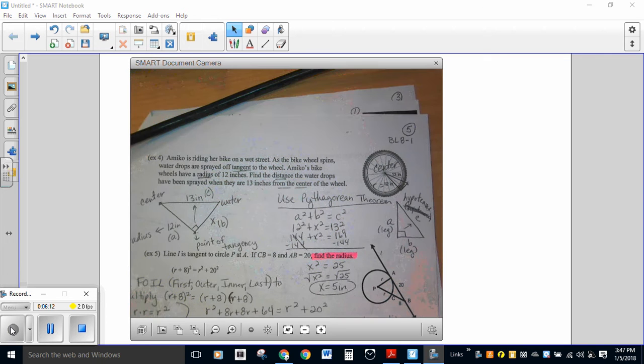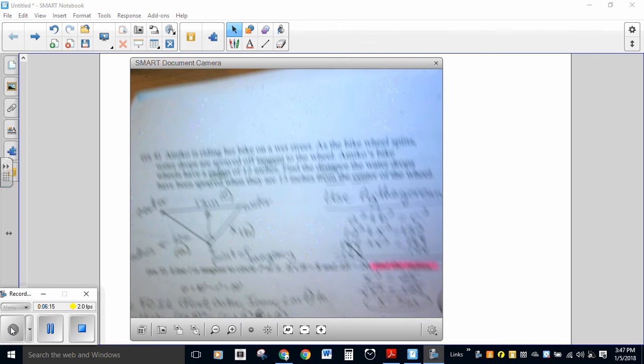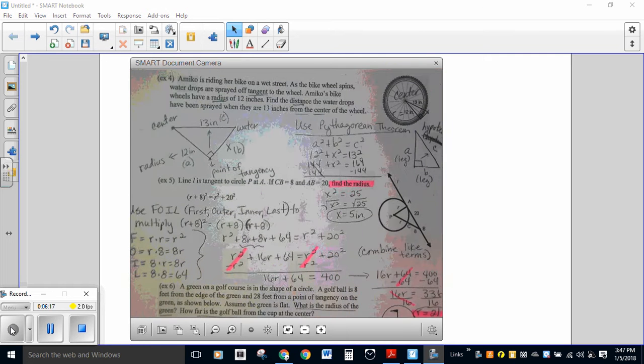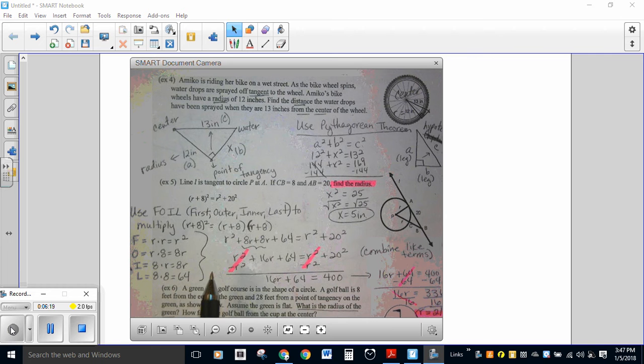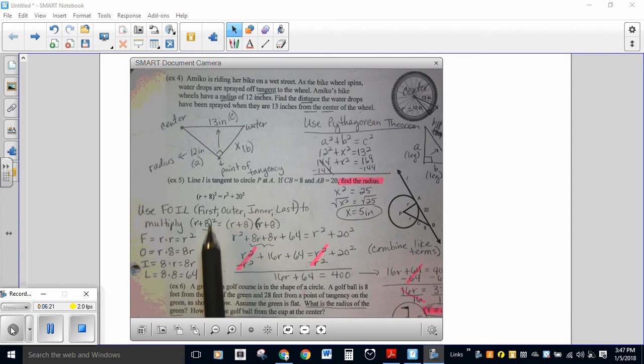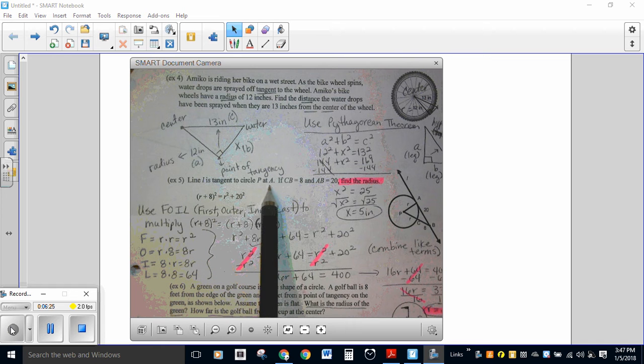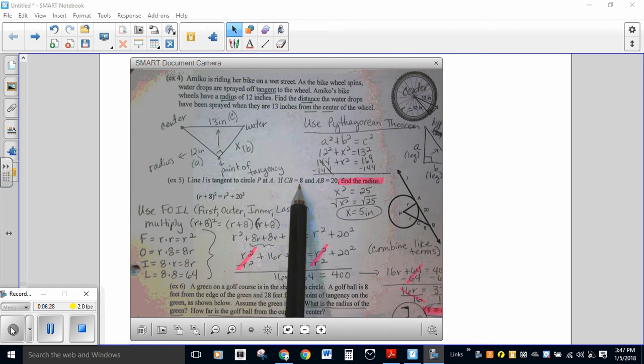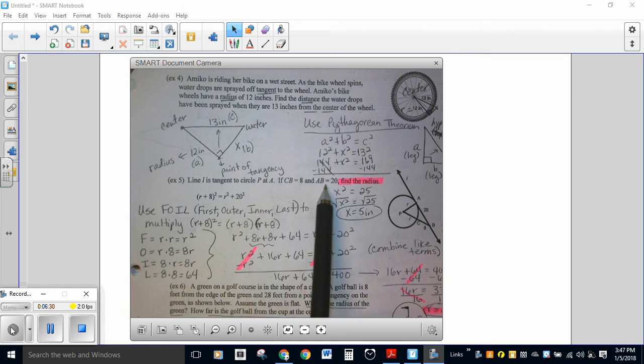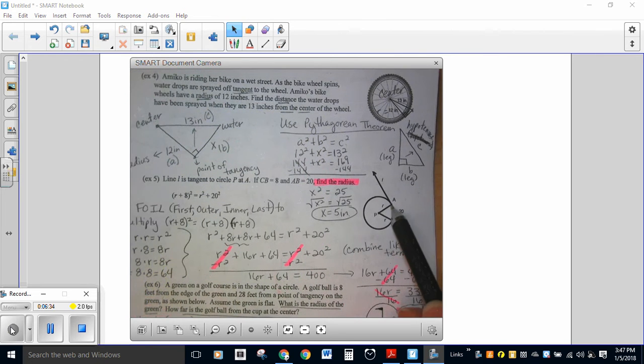Okay. All right, our next problem. Problem number 5. I did this for some classes. Other ones we just went ahead and did number 6. It says a line L is tangent to circle P at point A. If the length of CB equals 8 and the length of AB equals 20, find the radius. Okay, so they're wanting to know what this little part right here is. So we're going to use the same thing.